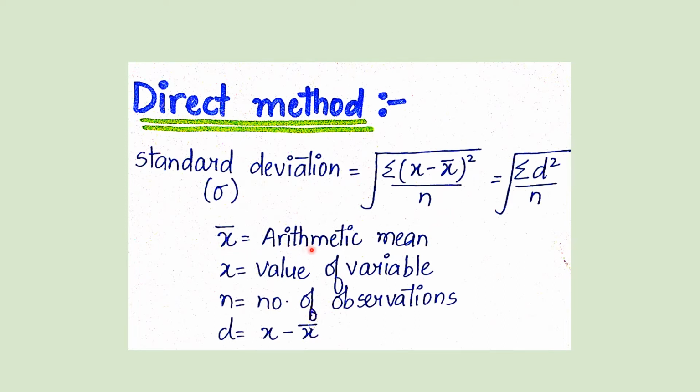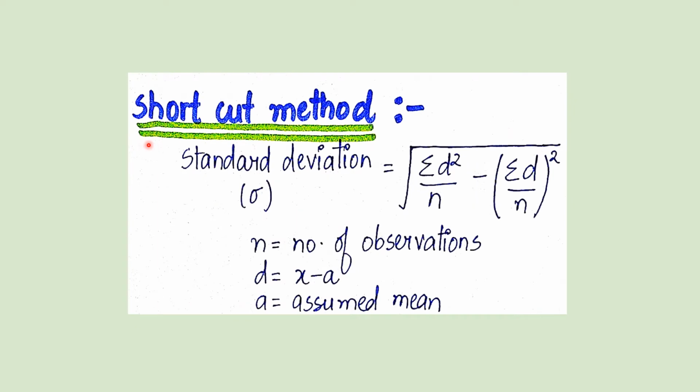Here x bar is arithmetic mean, x is variable, n is number of observations, and standard deviation is also denoted by symbol sigma. Formula for calculating standard deviation by shortcut method is under root sigma d square upon n minus (sigma d upon n) whole square. Here n is number of observations and d is deviation from mean, x minus a, and a is assumed mean.